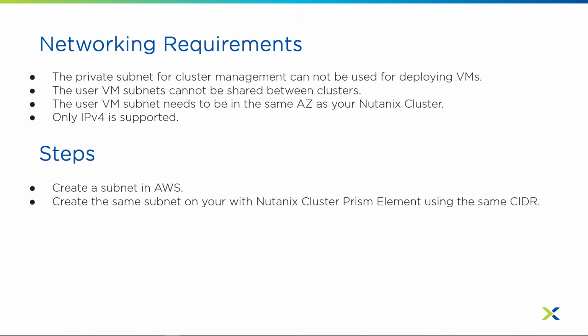As far as getting the work done, we're going to first create the subnet in AWS, and then we'll jump into our already deployed Nutanix cluster inside of Prism Element and deploy the same subnet using the exact same networking configuration. Let's go get it done.